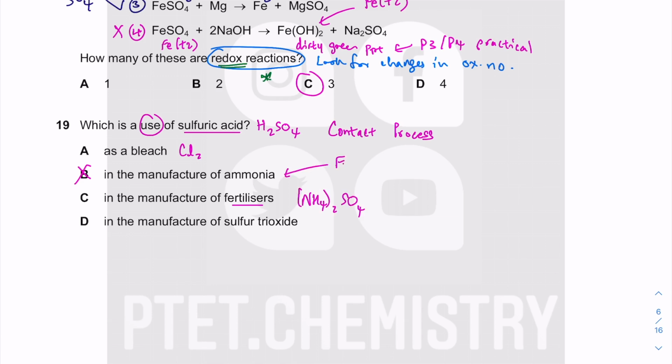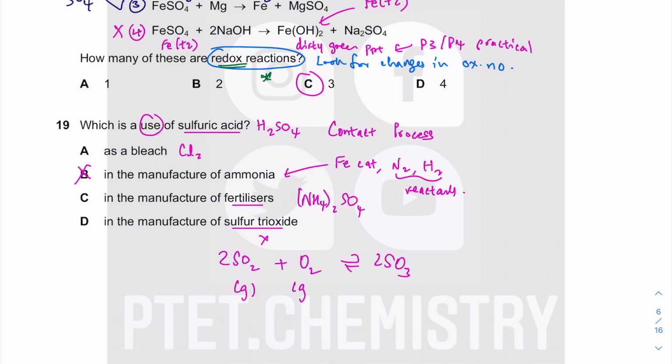For ammonia, you need iron catalyst, you need N2 reactant, H2 reactant. In the manufacture of sulfur trioxide, not really. That one you need SO2 plus O2, famous equilibrium, contact process, alright? So 2:1:2, there's your balanced equation there. So there's only one answer there, which is to manufacture fertilizers.